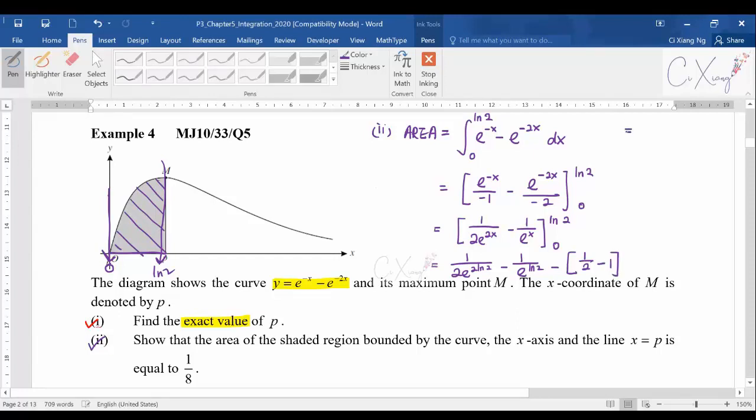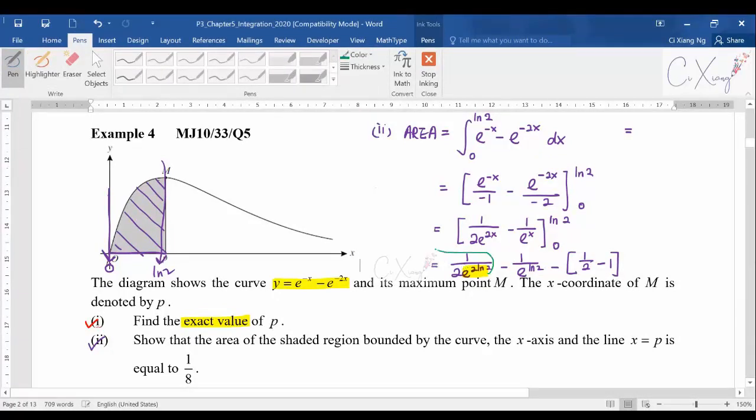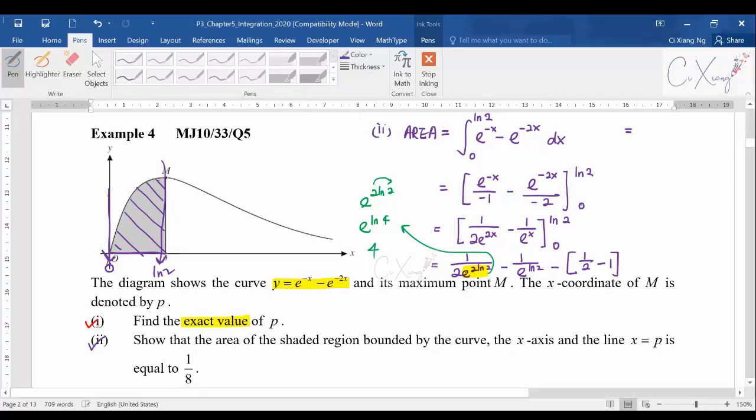Okay, so if you continue further, let's have a look at this one. What is the value of e power 2 ln 2? You can write it as e power ln 4, because the 2 you can bring back, so it becomes 2 squared, which is 4. Pressing the calculator, e power ln 4 gives you 4. So when you simplify it with the 2, you have 1 over 8 minus 1 over 2, then minus 1 over 2 minus 1.